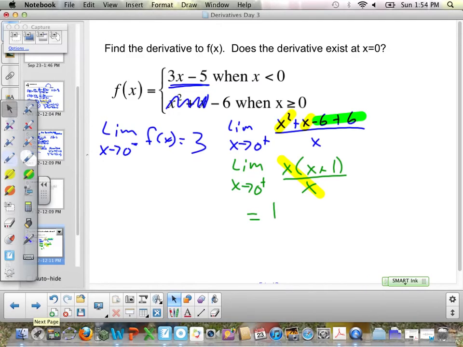As that approaches 0, the derivative approaches 1. So we can see the derivative as we approach from the left is 3. The derivative as we approach from the right is 1. So does the derivative exist at 0? No. We have that sharp turn, which mathematically we call a cusp. Okay?